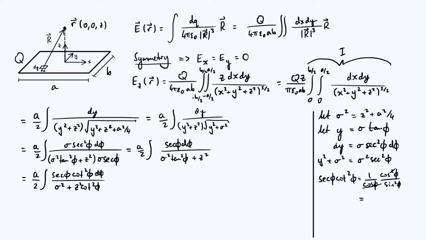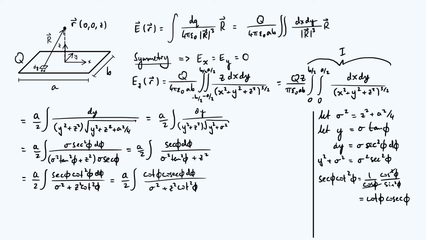And then what do you have remaining? You've got cos over sine squared. The cos over sine can be turned into a cot, so let's put cot phi there, and then you've got an extra power of sine at the bottom, which is the same as cosec. So cot phi cosec phi, that's our numerator. Not the simplest looking thing, but at least we don't have the squared that we had initially. So let's put that in and then think about what kind of substitution would be helpful. So it's a over 2 integral of cot phi cosec phi d phi over sigma squared plus z squared cot squared phi.